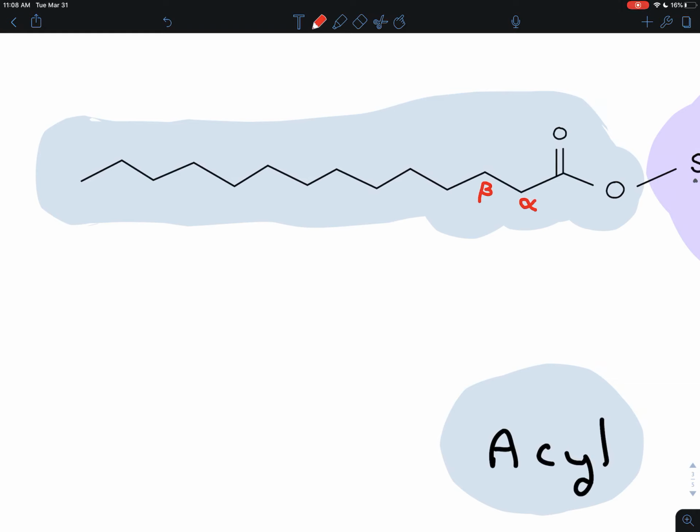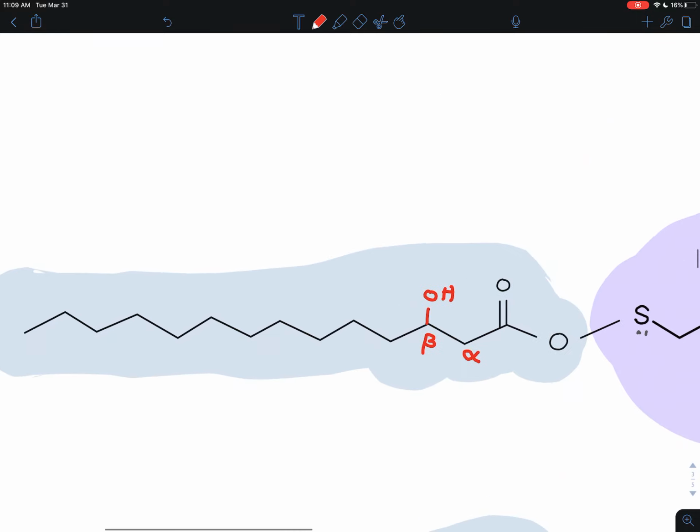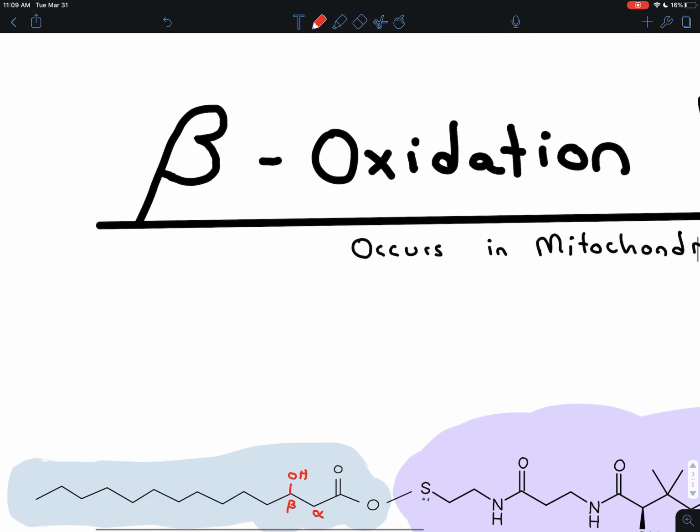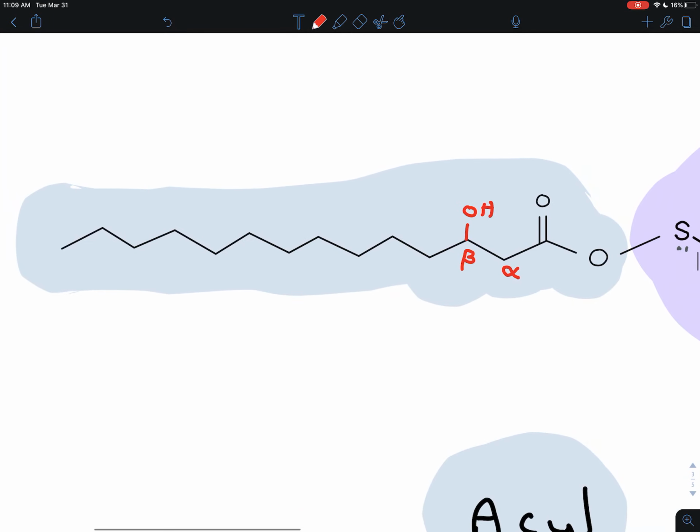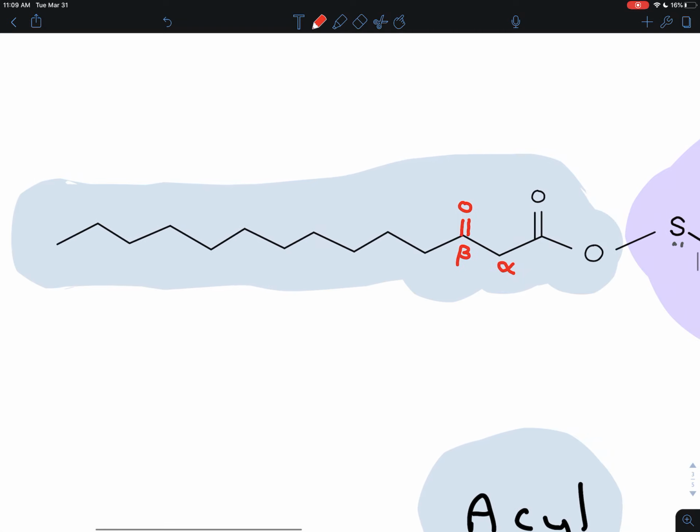The whole process takes 4 steps that we'll go through one at a time. The first step is to create a double bond between the alpha and beta carbons. Then you use that to add an OH onto the beta carbon. So notice we're putting an oxygen on the beta carbon, beta-oxidation. Then we oxidize the alcohol into a carbonyl, and then finally we cleave this here.